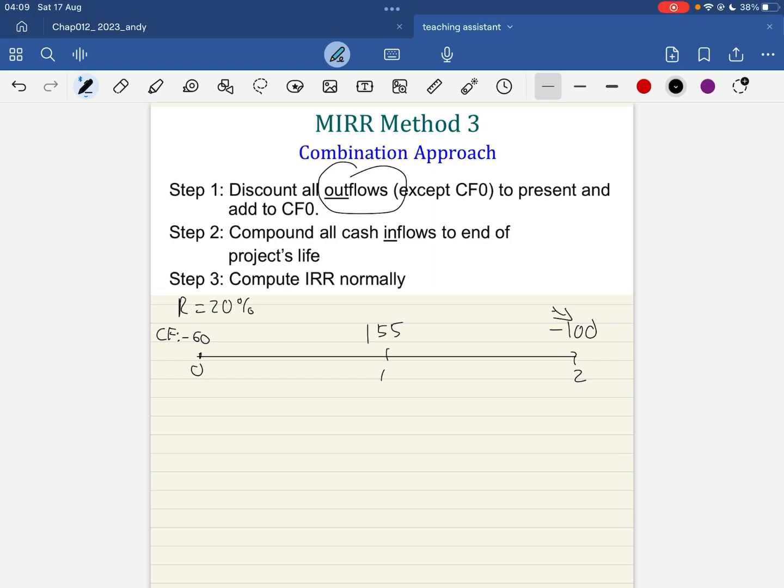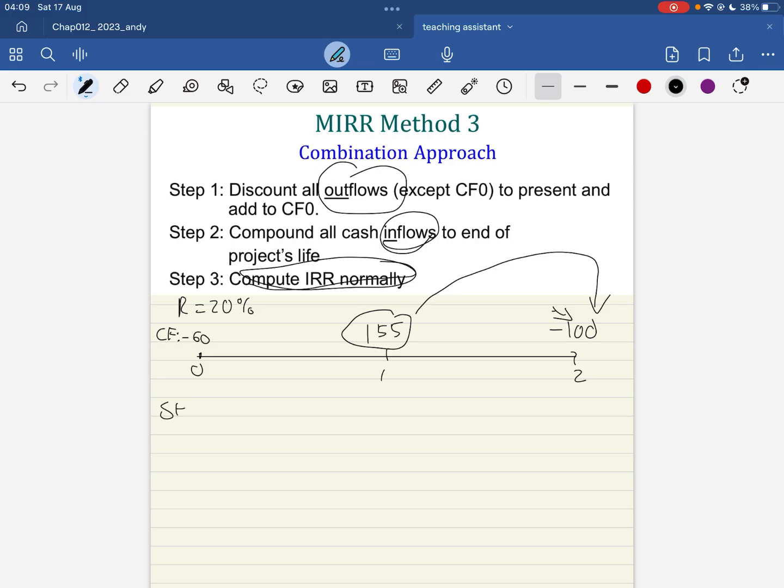We discount it to present and add it to CF0. Then we compile all the cash inflow to the end of the project's life. All the cash inflow. And the only cash inflow I can see is 155 in year 1. So we will compound it and add it to year 2. Finally, we compute IRR normally. So how are we gonna do it?